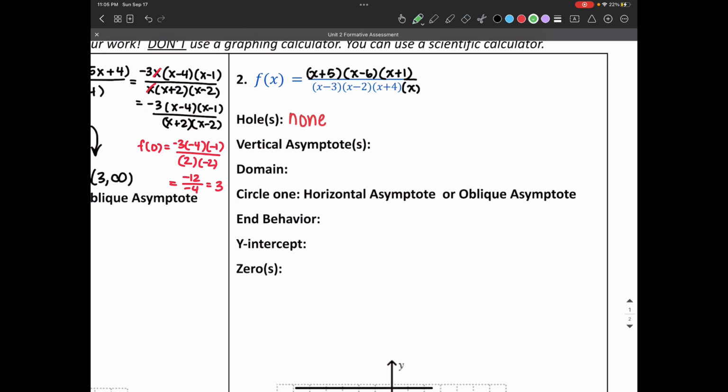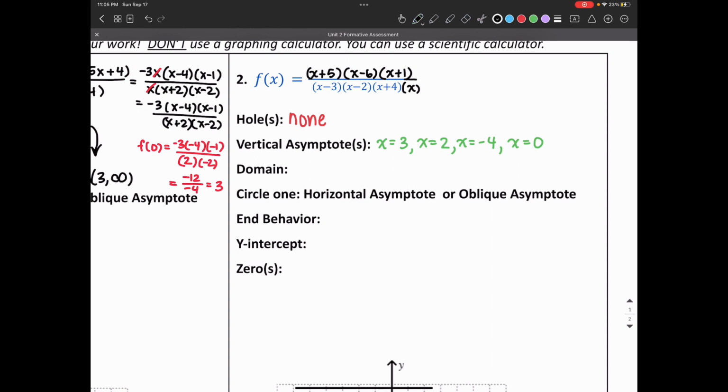Then I'm going to look for vertical asymptotes. Everything that makes the denominator equal to 0 in the simplified version of the fraction is going to be a vertical asymptote. I know that this is my simplified version of my fraction since nothing canceled. So I have x equals 3, x equals 2, x equals -4, and x equals 0 are my vertical asymptotes.